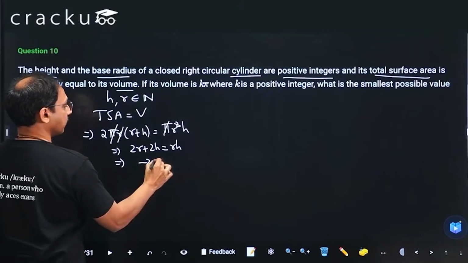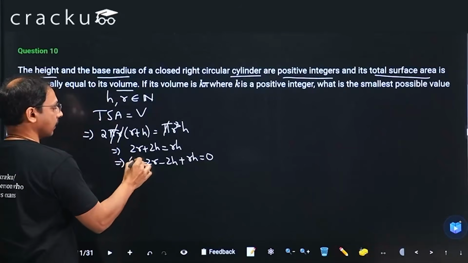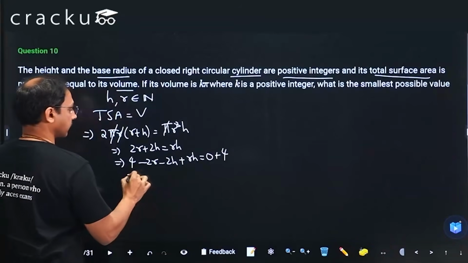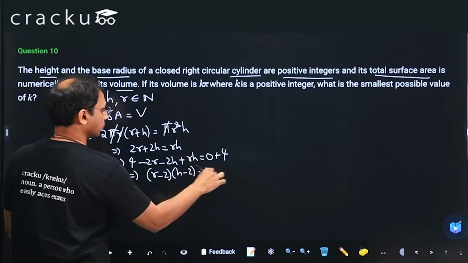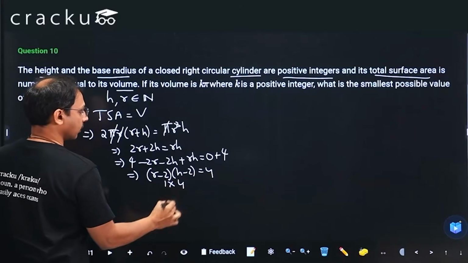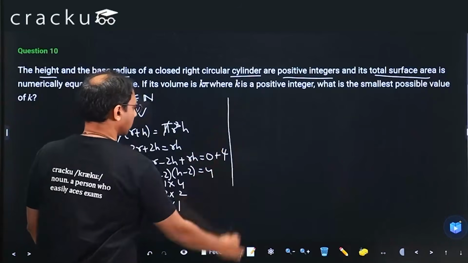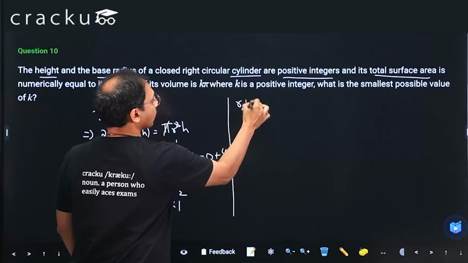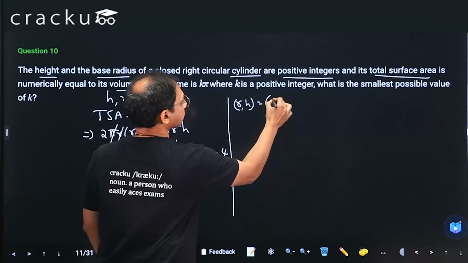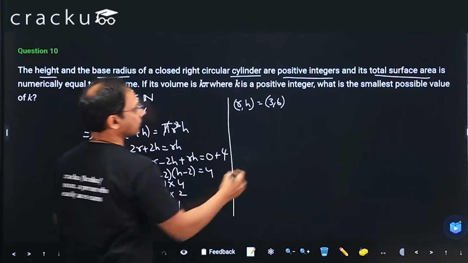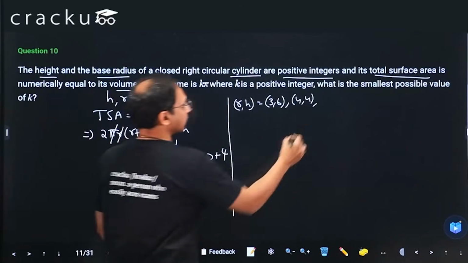I can simplify this as rh minus 2r minus 2h is equal to 0. Add 4 on both sides. This will factorize to r minus 2 into h minus 2 is equal to 4. So this could be 1 into 4, 2 into 2 or 4 into 1. So what are the values of r and h? R comma h, we need to add 2 here. Here it will be 3 comma 6. Here it will be 4 comma 4. If I do plus 2 here, it will be 6 comma 3.